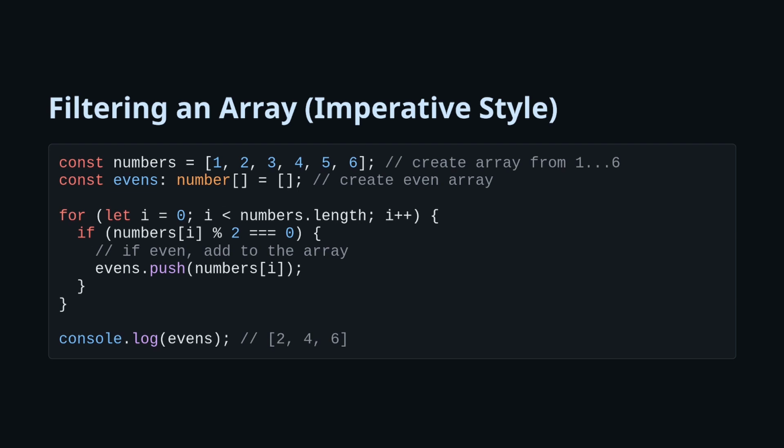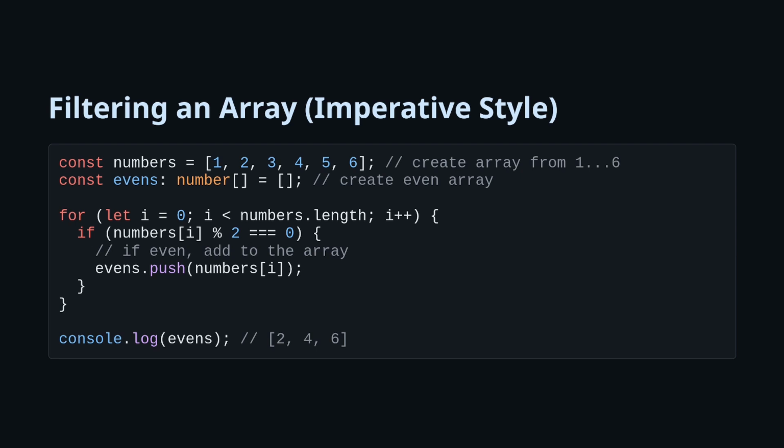So now let's look at how you would filter an array in an imperative style. First, you create an array from 1 to 6, and then another array where we want to store our even numbers. Now we iterate over the numbers array and check if the number is even or not. If the number is even, we just push the number into the evens array. After we are finished, we console log the evens array.